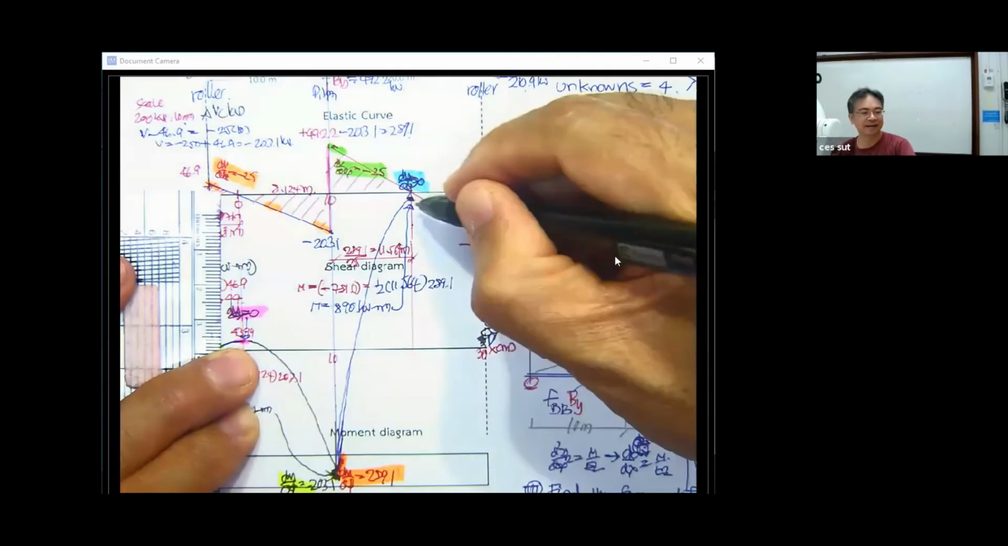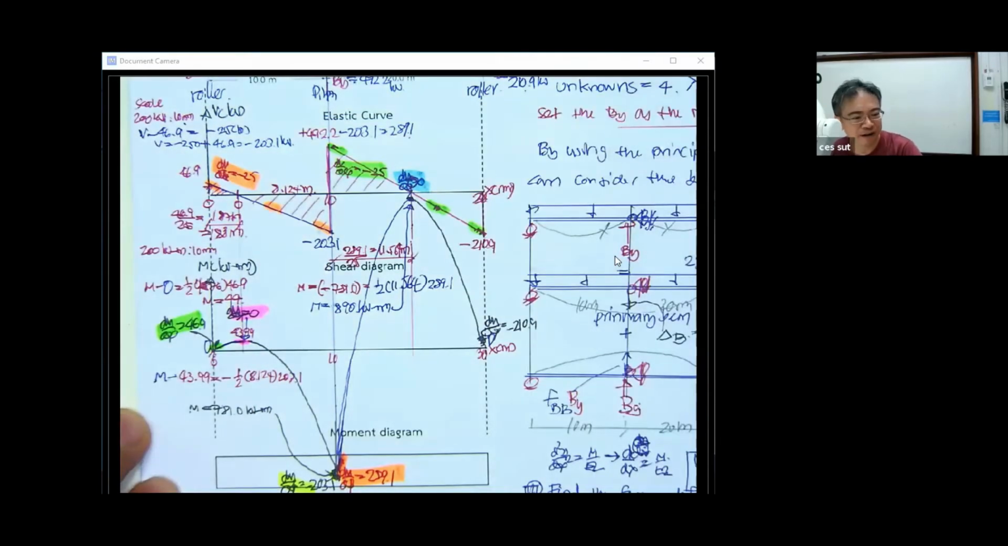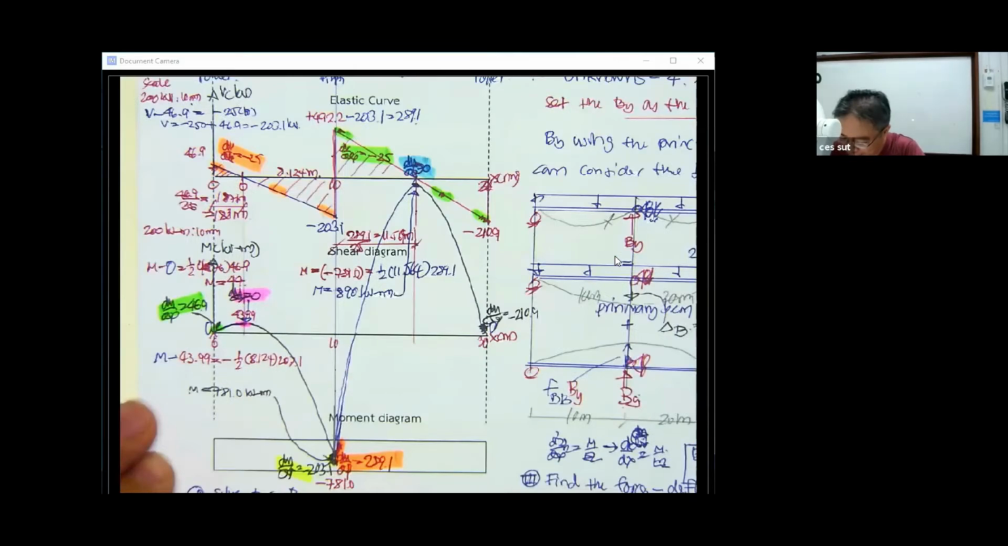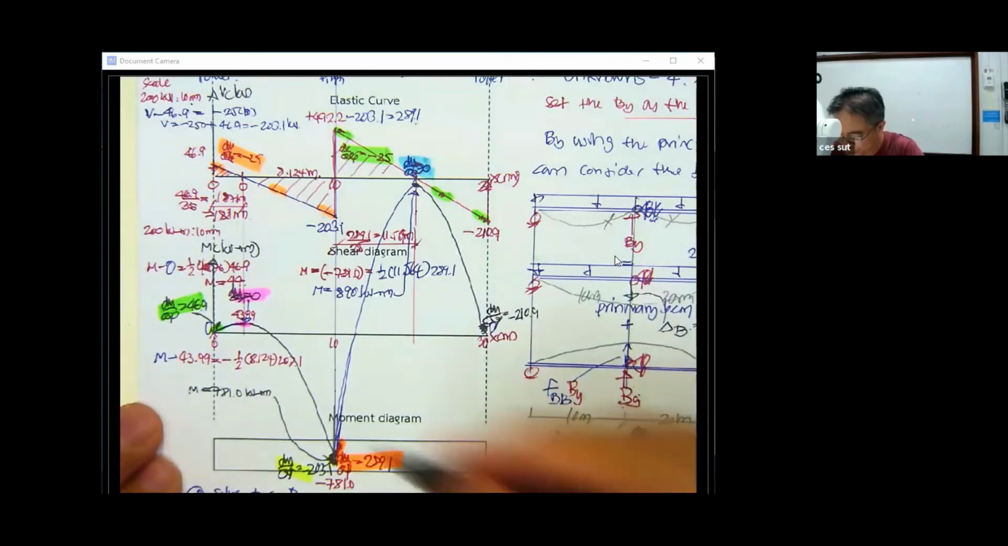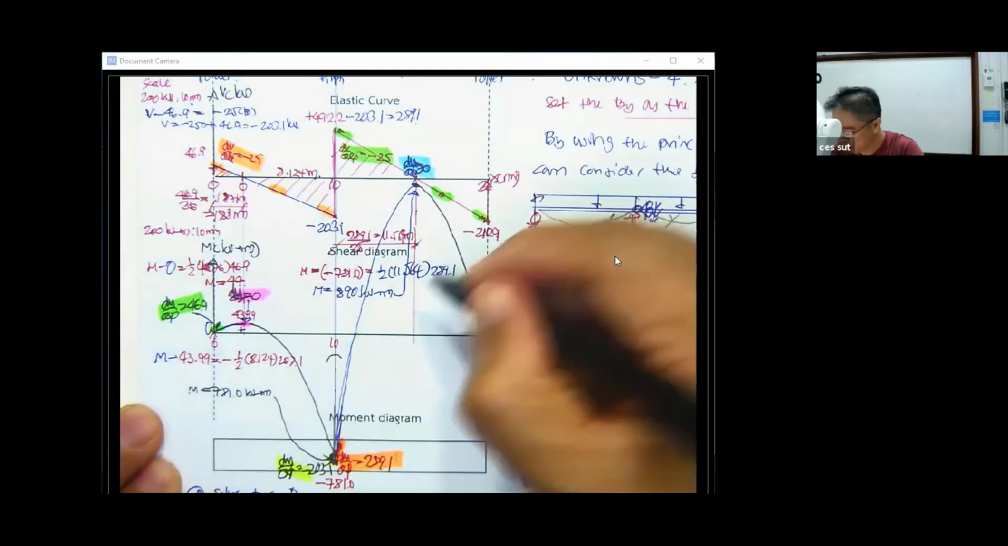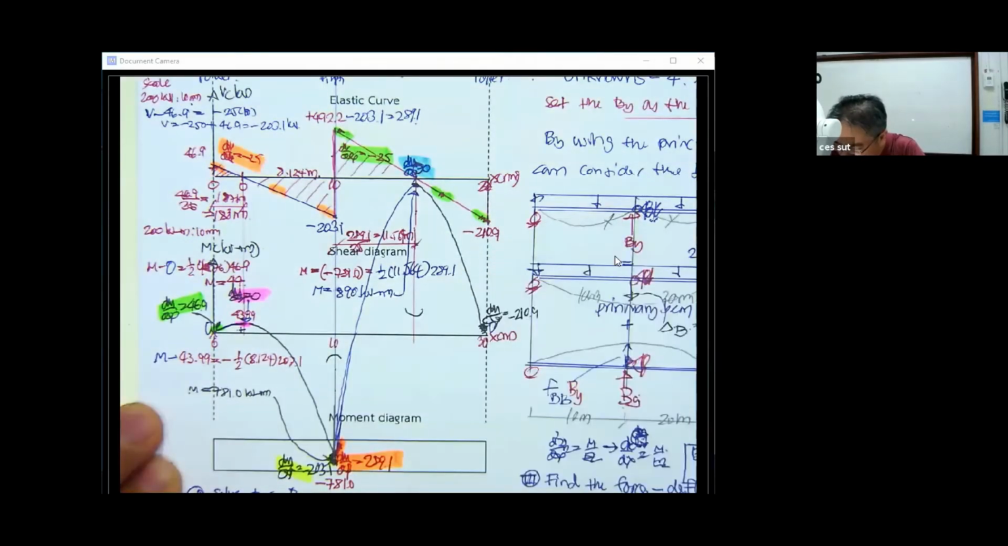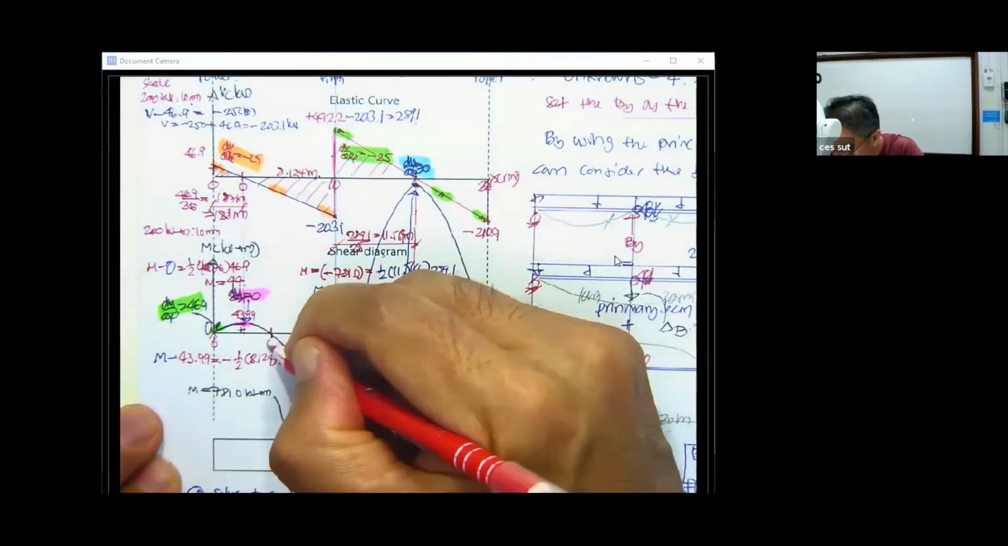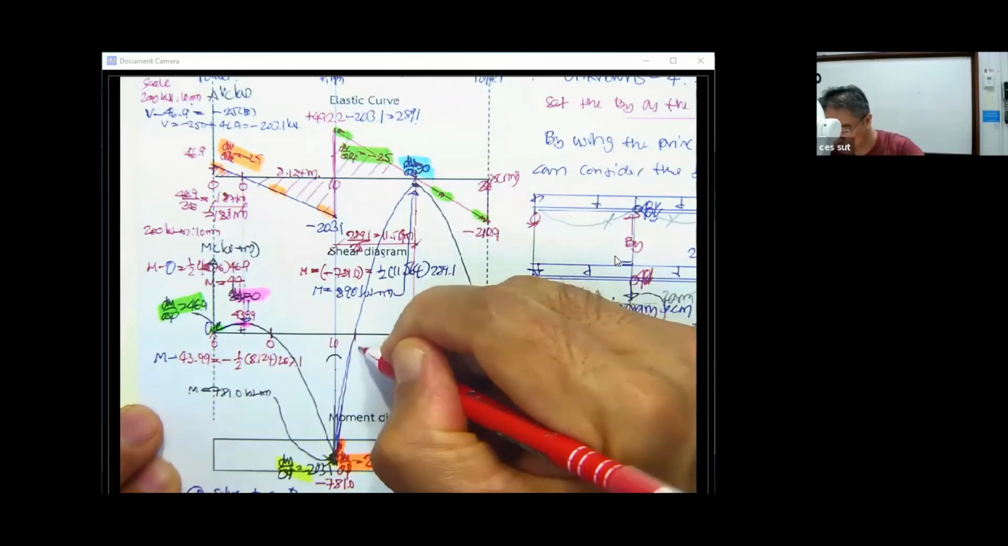We draw this based on the scale. We have this one for positive, this one for negative, this one for positive, and this one for the point of 0 moment.